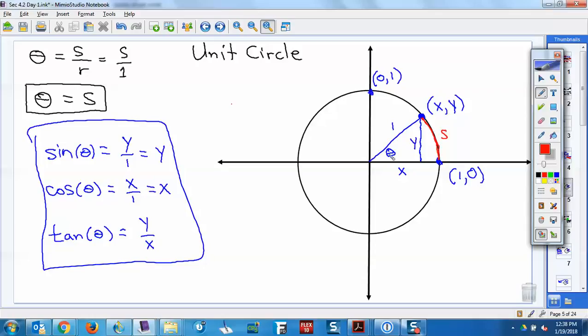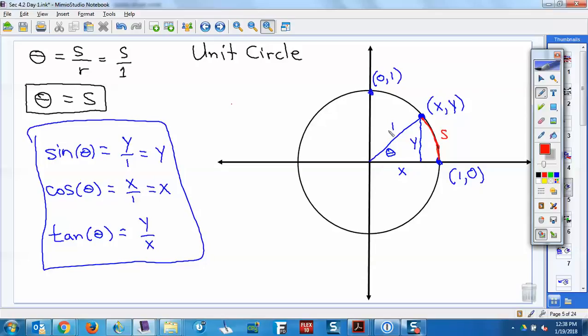If this is pi over 6, which is about 0.5, 3.14 divided by 6, about 30 degrees, that'd be 0.5 radians, and this would be 0.5 inches right here. This length. Because if we were measuring this in inches and this radius was 1 inch, our S and our theta would be equal. But again, that's only true when the radius is 1. That's what's special about the unit circle.